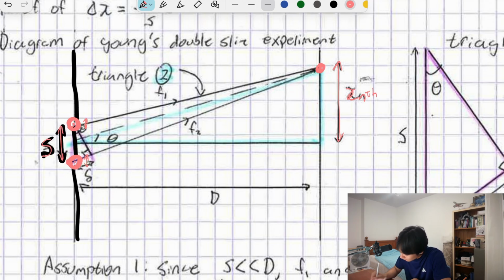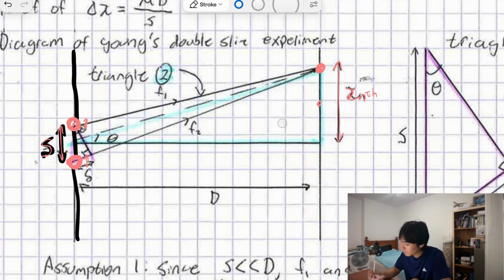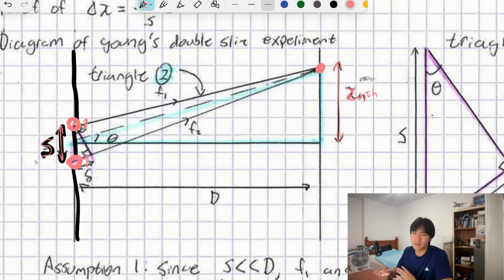There could be an xn minus 1th, right? There could be an xn plus 1th, right? But what we're just assuming is that the point up here is going to be the xnth bright fringe. And let's assume as well, there's a lot of assumption going on, but I'm going to tell you the assumptions that you have to write down here, right?